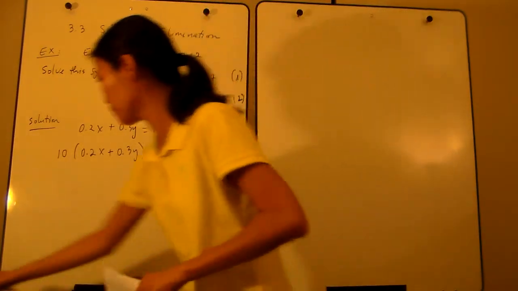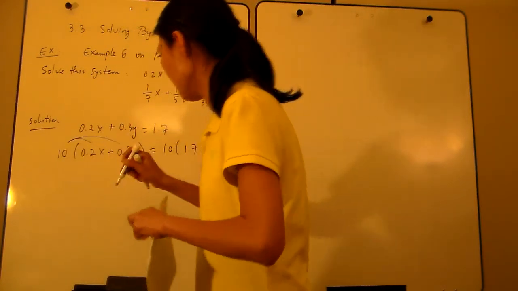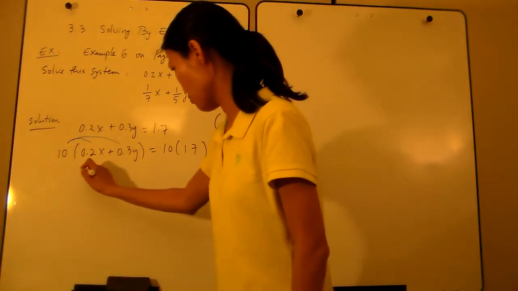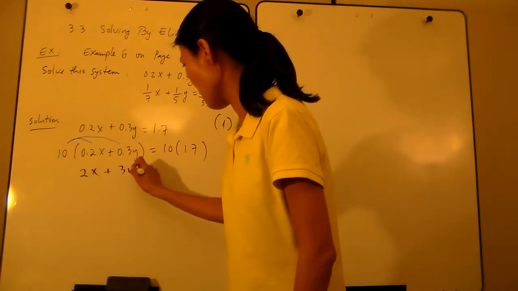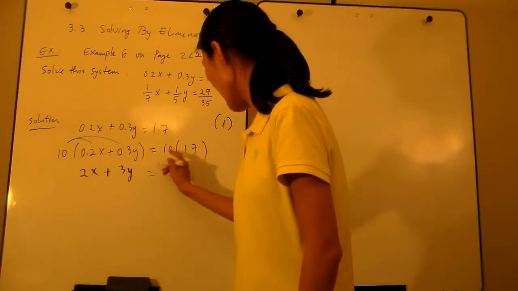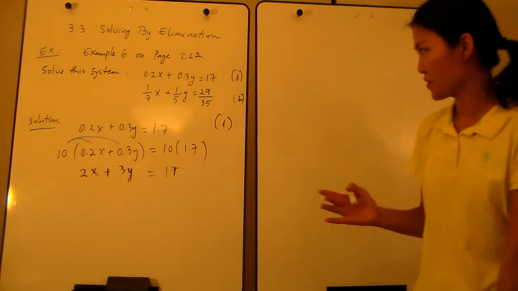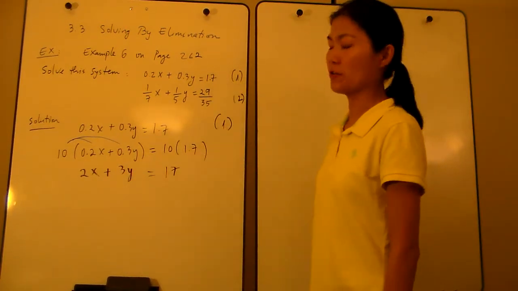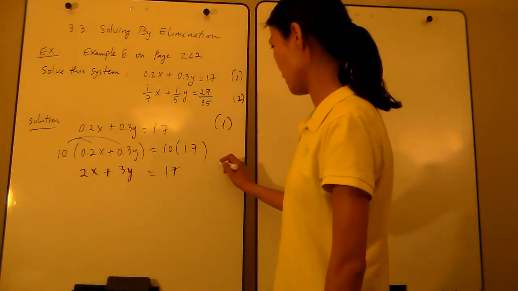Distribute the 10 to each term. 10 times 0.2x is 2x, plus 10 times 0.3y is 3y, equals 10 times 1.7, which is 17. Do you see that we just converted this equation to this equation? So it's no longer decimal. So this is equation 1.